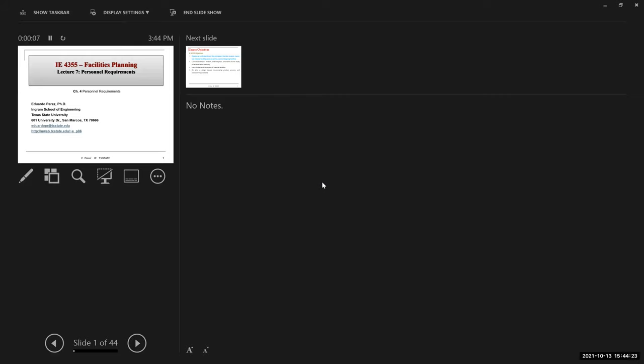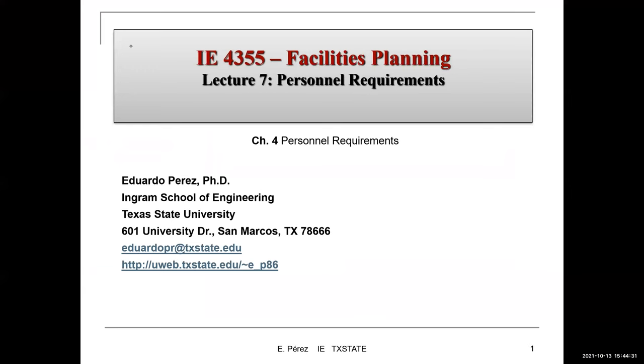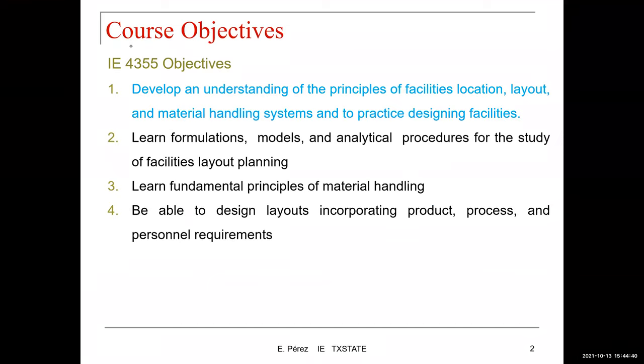So as I mentioned, the building design involves many systems. Now we're going to be looking at some of the systems that are there to satisfy the requirements of the employees. And this is a lecture that is associated with the first objective for this class, to develop an understanding of the principles of facility location, layout, and material handling systems, and to practice designing facilities.